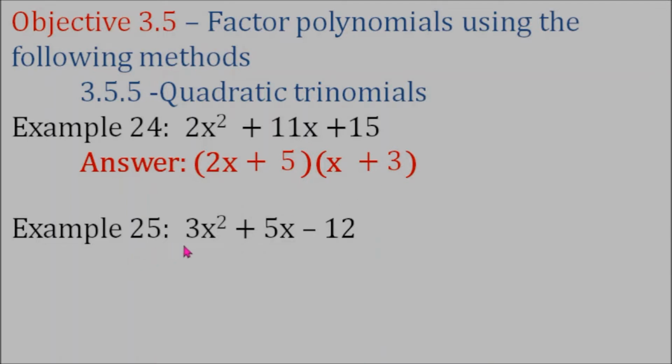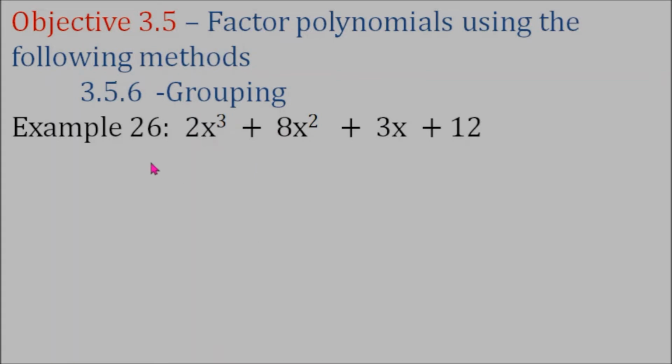Example number 25. Factor 3x squared plus 5x minus 12. So the factors of 3x squared are 3x and x, and the factors of negative 12 are negative 4 and 3. How do we verify again? We are going to multiply the inner terms. So that's negative 4 times x, that's negative 4x. And then we have 3x times 3, that's 9x. So 9x and negative 4x gives us the middle term, 5x.